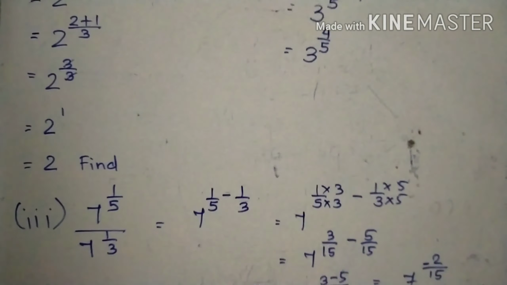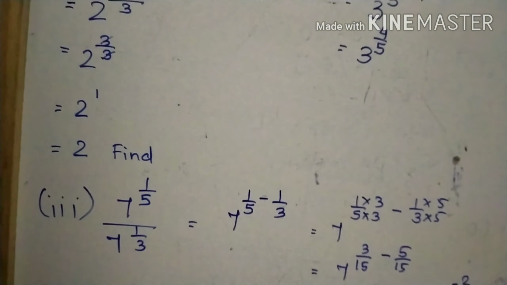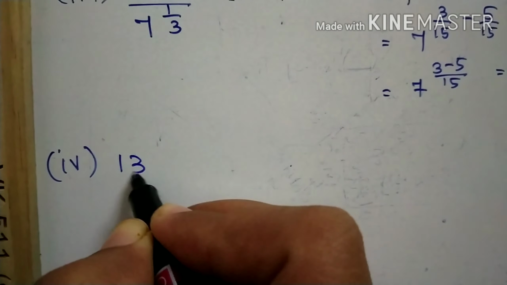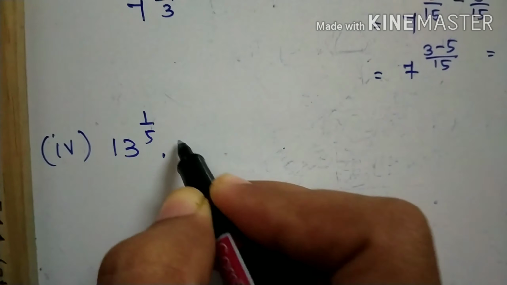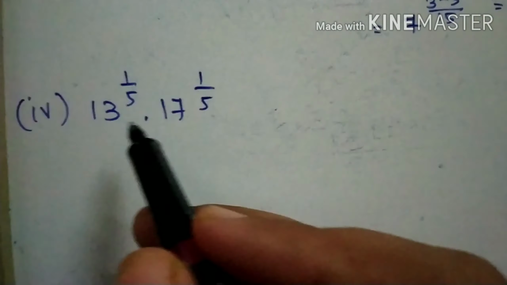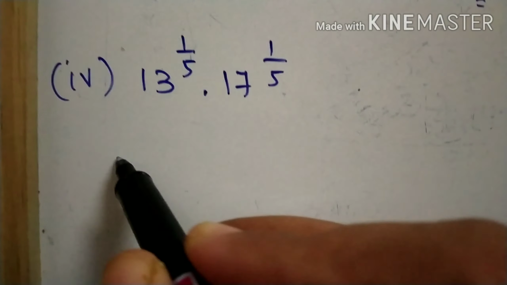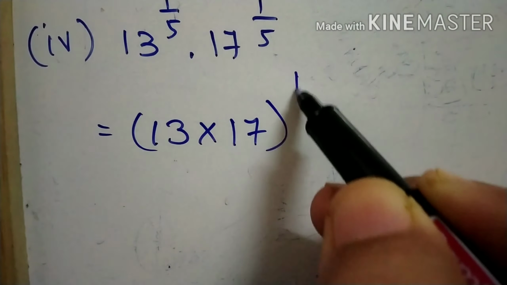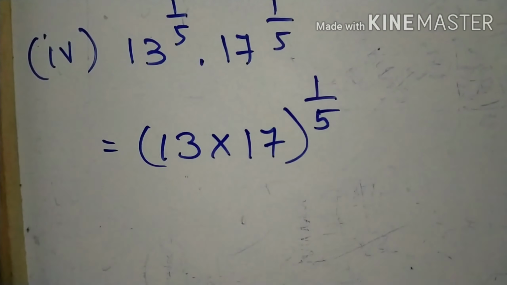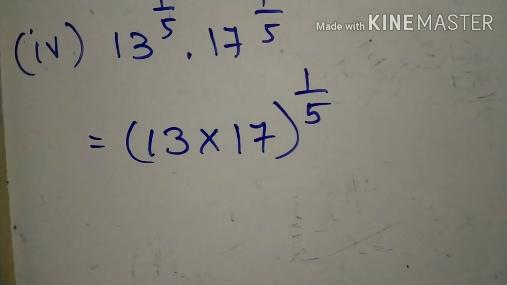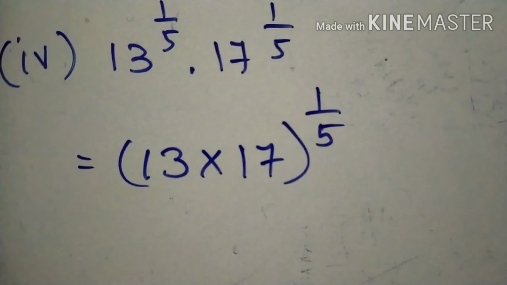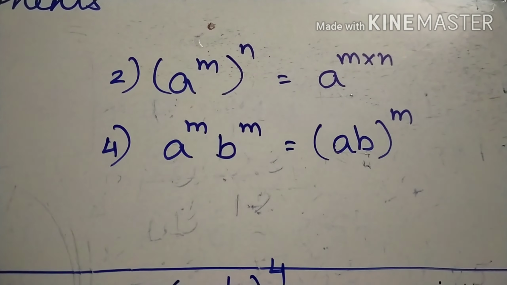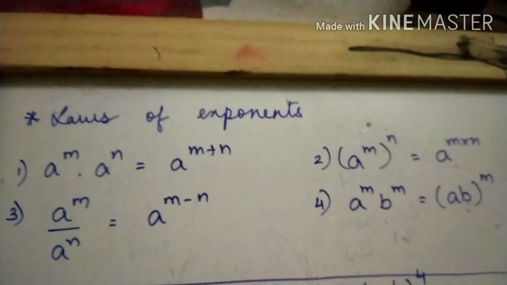Okay. Now I'll see one more sum, the last one. Here the power is the same but the base is not the same, so we'll just multiply the bases. 13 into 17 raised to 1 by 5. Here you will just find the value of 13 into 7 raised to 5, that is relating to this fourth one. Okay, so this way you will be solving many other sums.